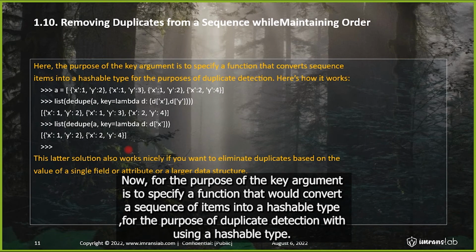Now, the purpose of the key argument is to specify a function that converts items in the sequence into a hashable type. For the purpose of duplicate detection, we are using a hashable type.